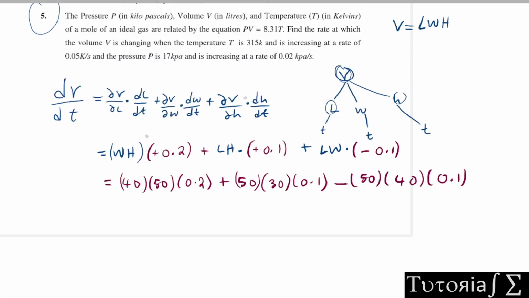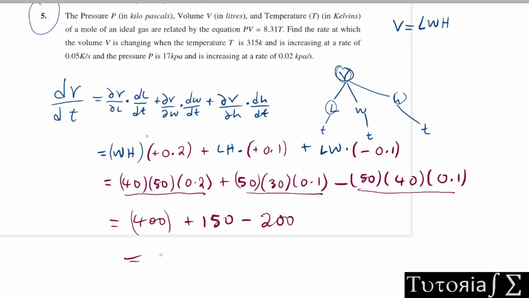All right, so from here we simplify. We say 40 times 50 times 0.2. So we work them categorically like that. So we simplify this. All right, so this here will give us 400. This here will give us 150. And this here will give us 200. So we simplify everything. This will give us 350. Let me just confirm. Yeah, it will give us 350.